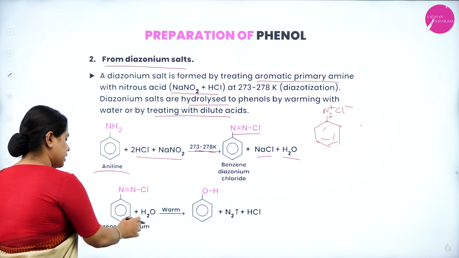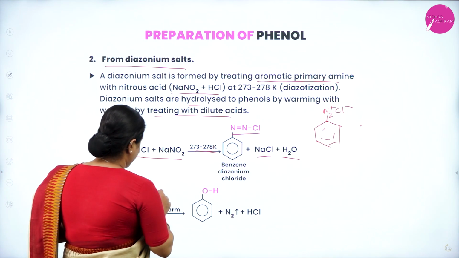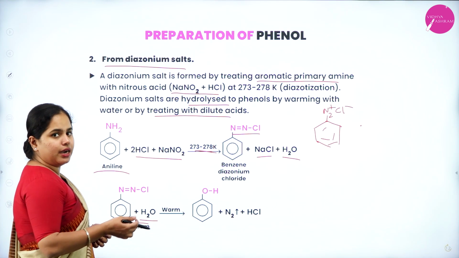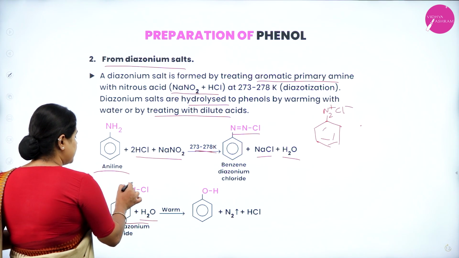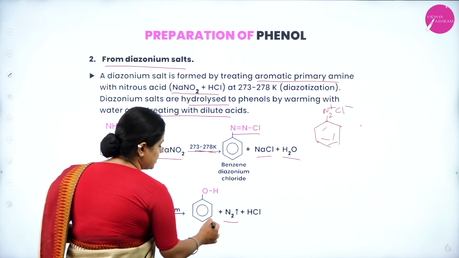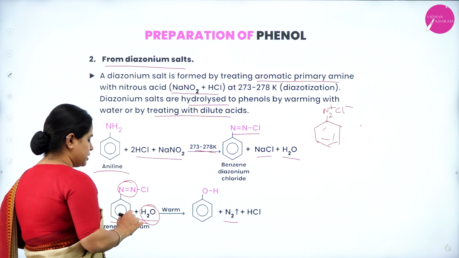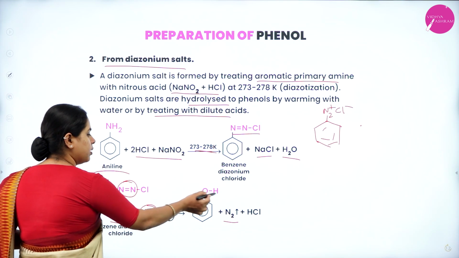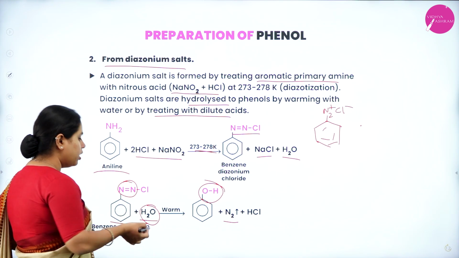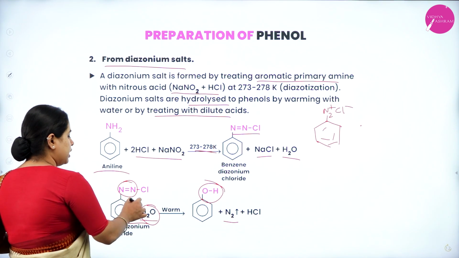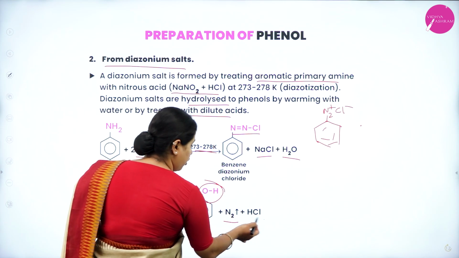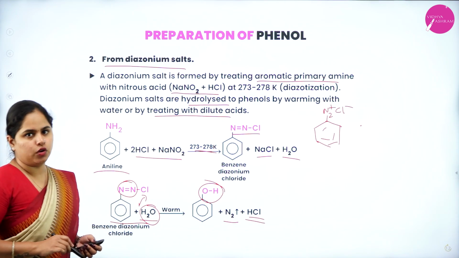Now to this benzene diazonium salt, water is added and heated. What will happen? The N2 will be removed as nitrogen gas, and from H2O, the OH will be attached here, which forms the phenol. One more hydrogen will be there, which will combine with the Cl and form HCl. So this is how phenol is formed.